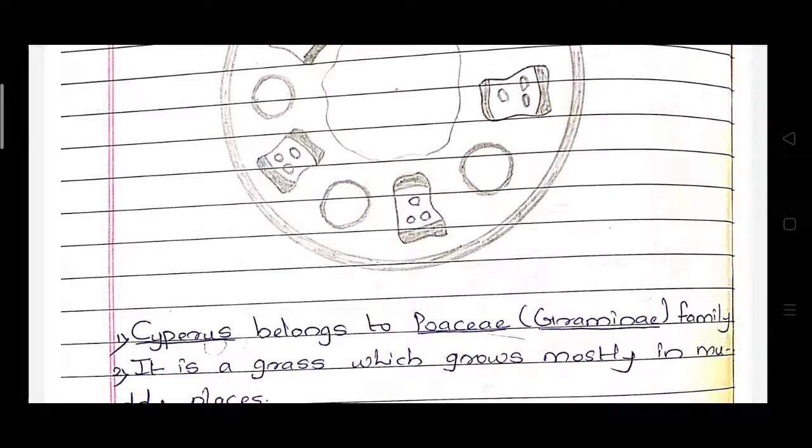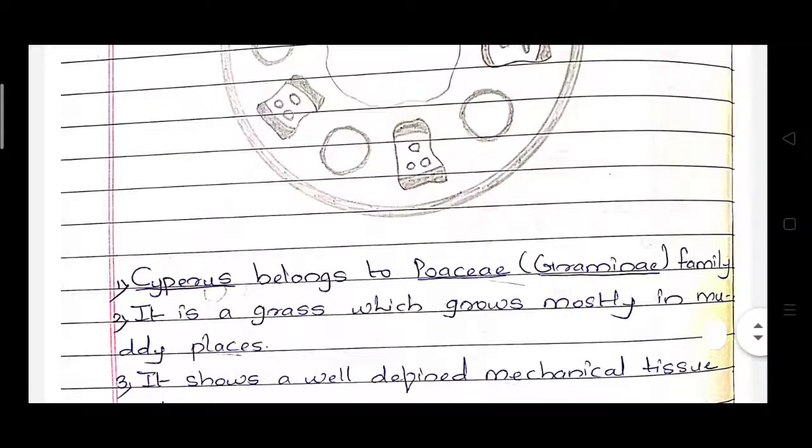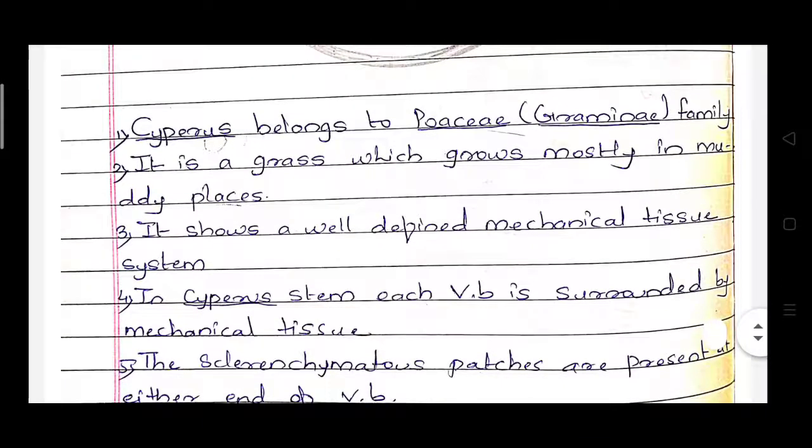The Cyperus plants mostly belong to the family Poaceae or Gramineae. That means it is one type of grass. So this comes under the family Poaceae or Gramineae. So this is the grass. These plants grow mostly in muddy places, and this shows a well defined mechanical tissue system.